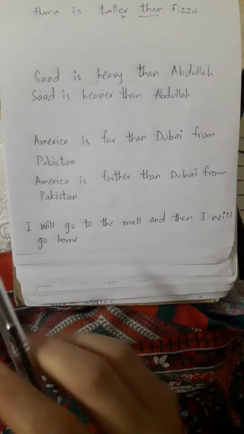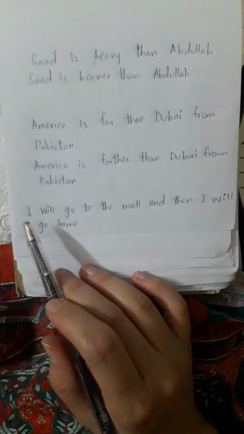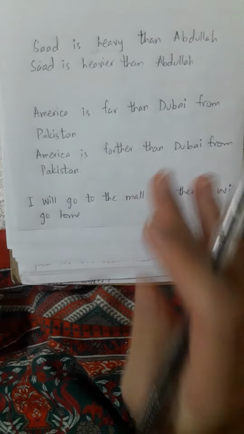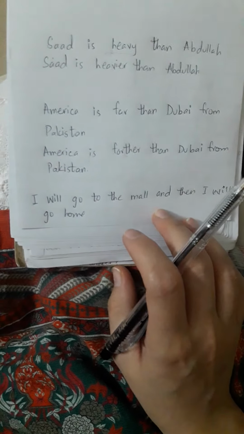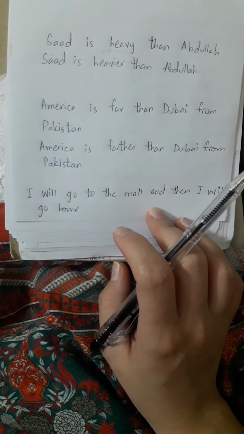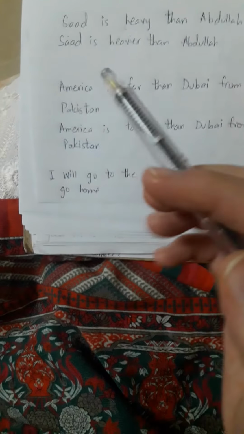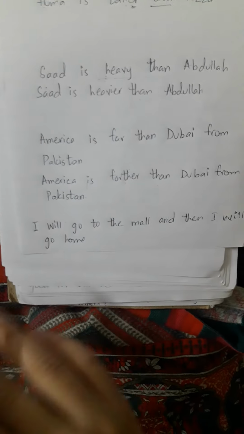For example, look here. I will go to the mall and then I will go home. Here, are we comparing two things together? No. But we are referring to the time. I'm saying that I will go to the mall and then I will go home, like after going to the mall, then I will go home. So here I'm referring to the time. So whenever we are referring to time, we will use then, T-H-E-N.